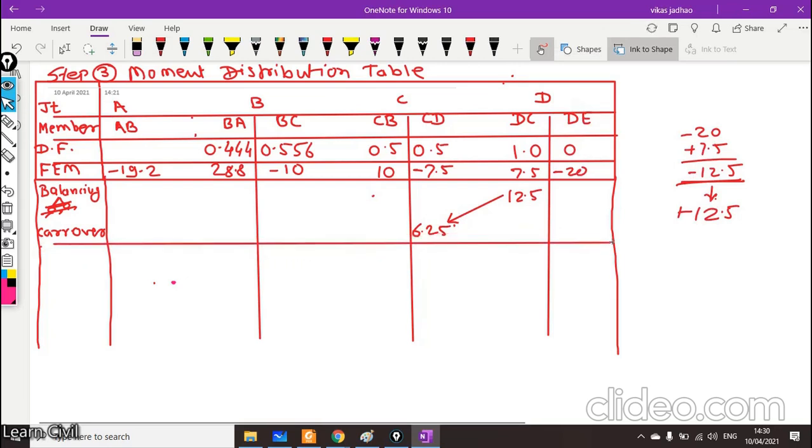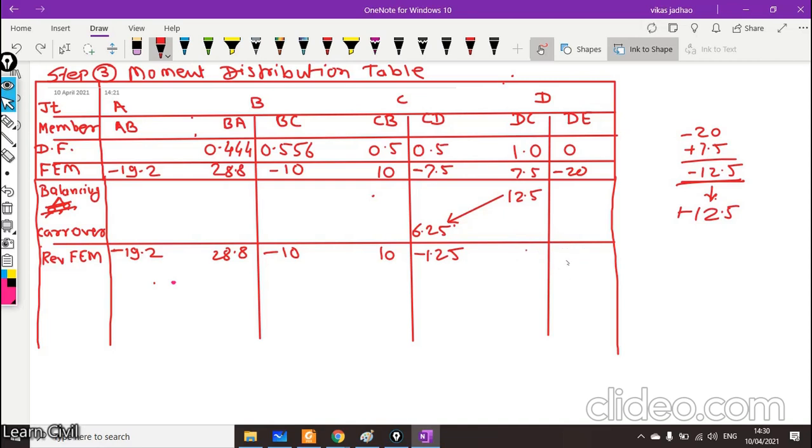Then we'll be calculating the revised fixed end moment. Here we'll be having the revised fixed end moments as minus 19.2, here again 28.8, minus 10, plus 10. Here it will be minus 7.5 plus 6.25, which will be minus 1.25 kilonewton meter. And here the total moment will be plus 20 minus 20, so this will be 0.